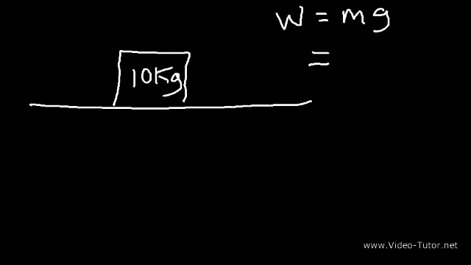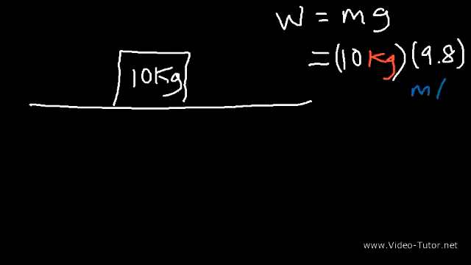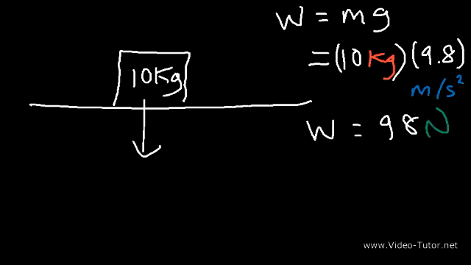Let's say the box has a mass of 10 kilograms. To calculate the weight force, it's equal to m times g. M is the mass in kilograms. G is the gravitational acceleration. So m is 10 kilograms. G is 9.8 meters per second squared. That is the acceleration due to gravity. So the weight force is simply 10 times 9.8, which is 98 newtons. Gravity exerts a downward weight force on any object.